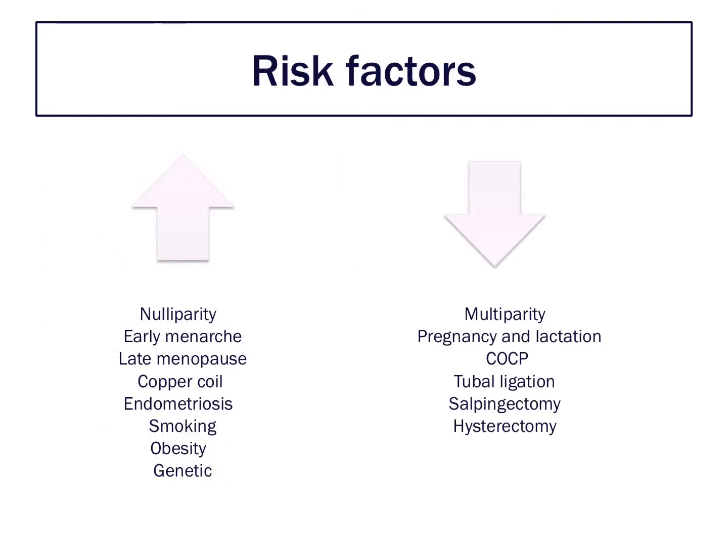Risk factors are associated with the number of ovulations. So things that increase the risk of ovarian cancer include nulliparity, early menarche and late menopause, factors like smoking, obesity, and genetics. There are factors which lower the risk of ovarian cancer. So being multiparous would make the woman be at lower risk. Pregnancy and lactation are also protective. The combined oral contraceptive pill, and procedures including tubal ligation, a salpingectomy, or a hysterectomy.